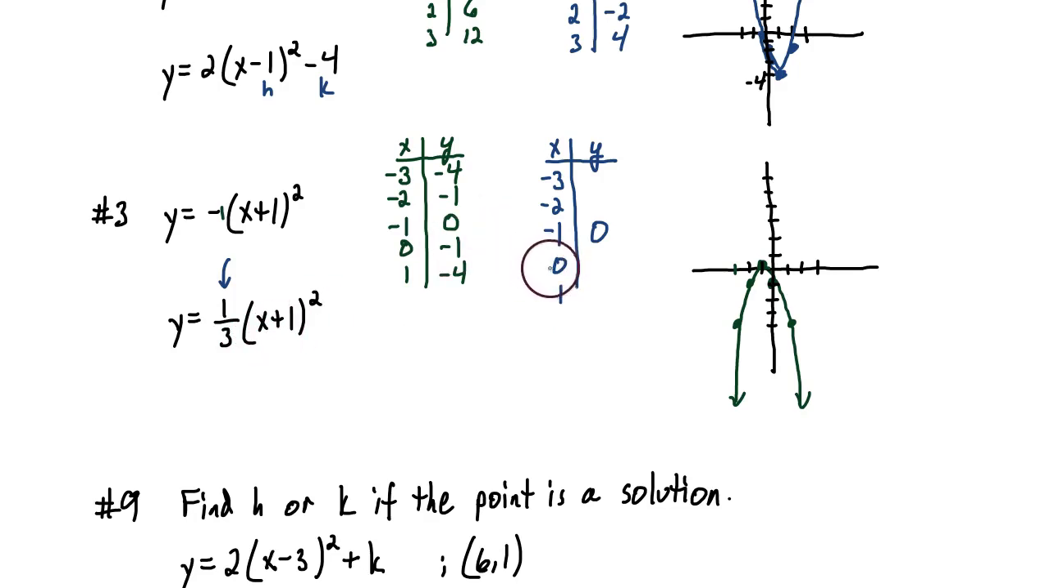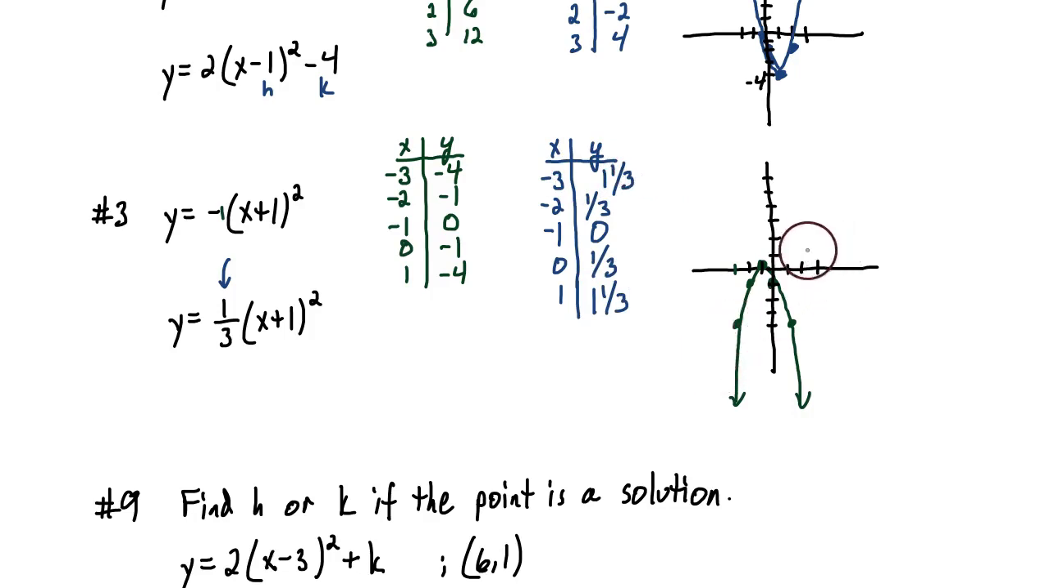Starting with 0. 0 plus 1 makes 1, and 1 squared is 1. And when you times by a third, you get a third. And then this will be a third. Now let's plug in 1. 1 plus 1 makes 2. 2 squared makes 4, and then 1/3 times 4 is 4/3. But 4/3 is the same as 1 and 1/3. And this one up here will be 1 and 1/3.